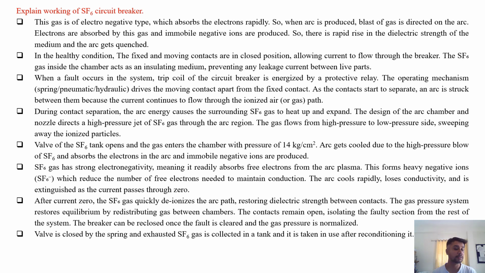The valve is closed by the spring, and the exhausted SF6 gas is collected in a tank and taken into use again after reconditioning.